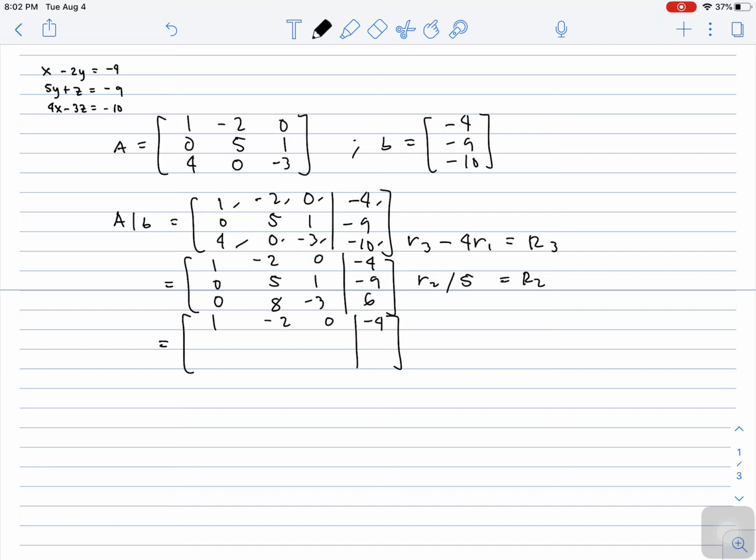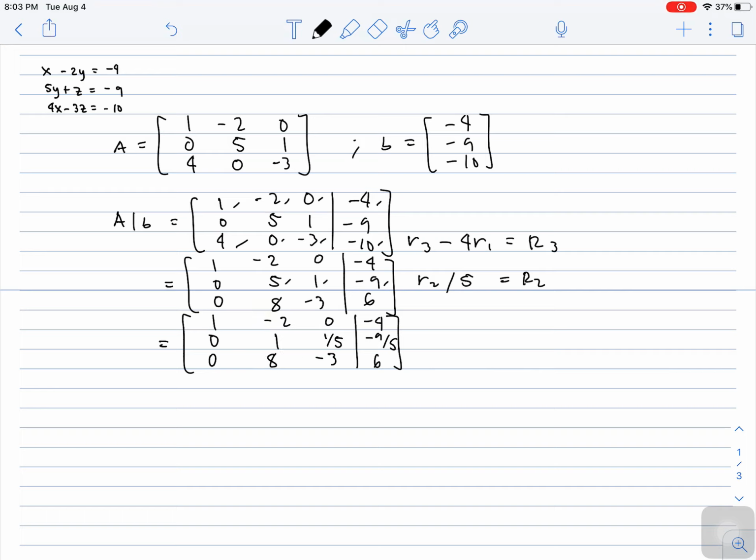So 0 divided by 5 is 0. 5 divided by 5 is 1. 1 divided by 5 is 1/5. Negative 9 divided by 5 is negative 9 over 5. Okay, so copy the third row. Next, since the pivot is 1, we need zeros above and below.